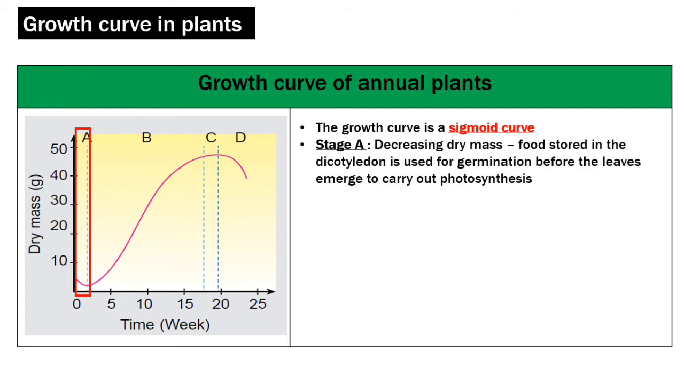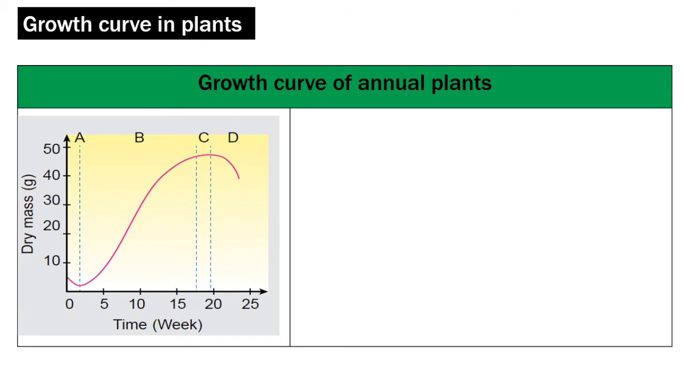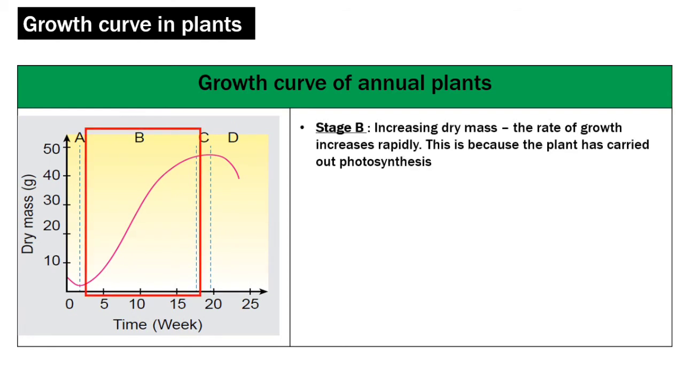Stage A. During stage A, the decreasing dry mass: food stored in the dicotyledon is used for germination before the leaf emerges to carry out photosynthesis. So, they are decreasing in their dry mass. Second phase, B. During stage B, increasing dry mass. The rate of growth increases rapidly. This is because the plant has carried out photosynthesis.